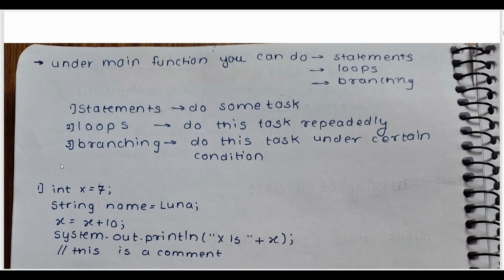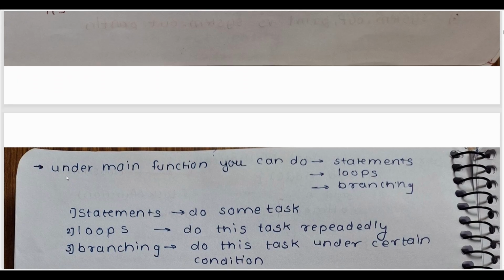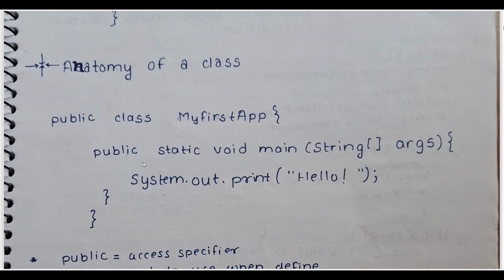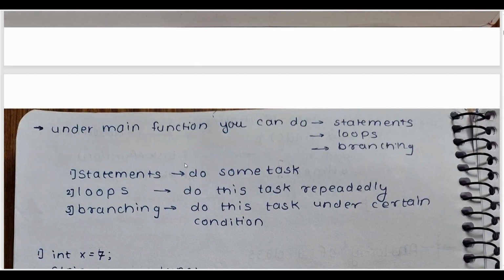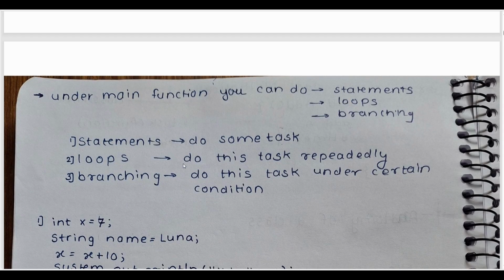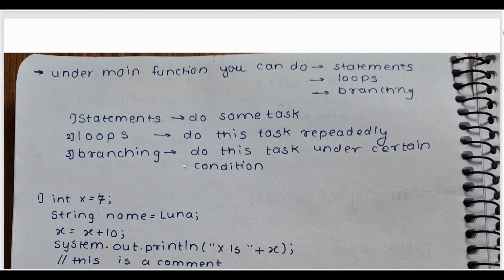Now let's move further. As you saw in the previous page, there was this public static void main. So in that, what are the different things we can do? There are statements, loops, branching. So what are these? Statements are just tasks, like do some task.